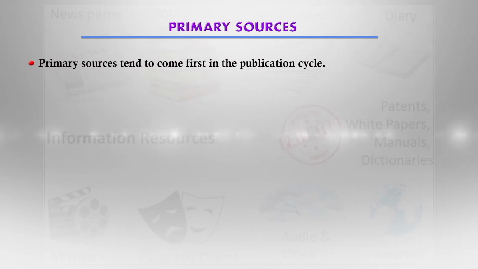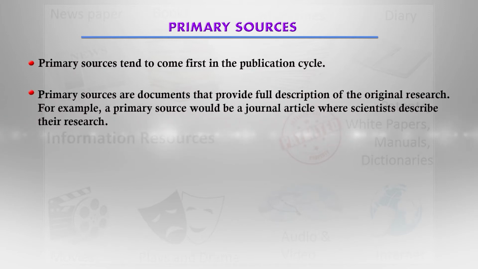Now, coming to the details, what are primary sources? Primary sources are those sources which come first in the publication cycle, which means they are the first published sources. Whenever any new information gets generated, it will be published in the primary sources. Primary sources are documents that provide a full description of the original research. For example, a primary source would be a journal article where scientists describe their research.